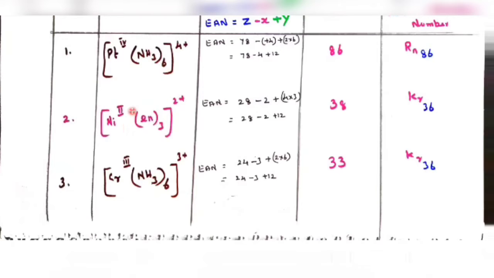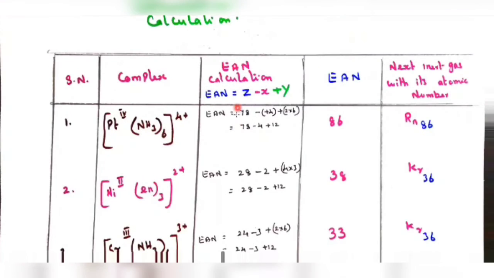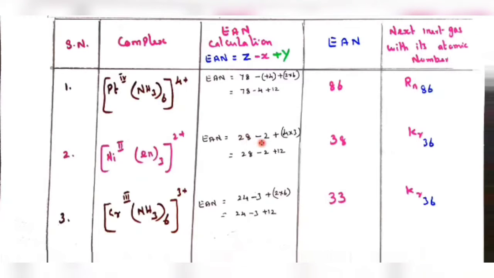Next example, nickel en 3, that is 2 plus. en is bidentate, so it is 3 times, and we call it tris(ethylenediamine)nickel(II) ion. The atomic number of nickel is 28. Applying the formula, EAN equals 28 minus (plus 2), the valency of nickel, plus 3 en ligands, each ligand having 4 electrons. So 4 into 3, 12. The EAN value is 38. Krypton is 36, so it is not obeying the EAN rule.